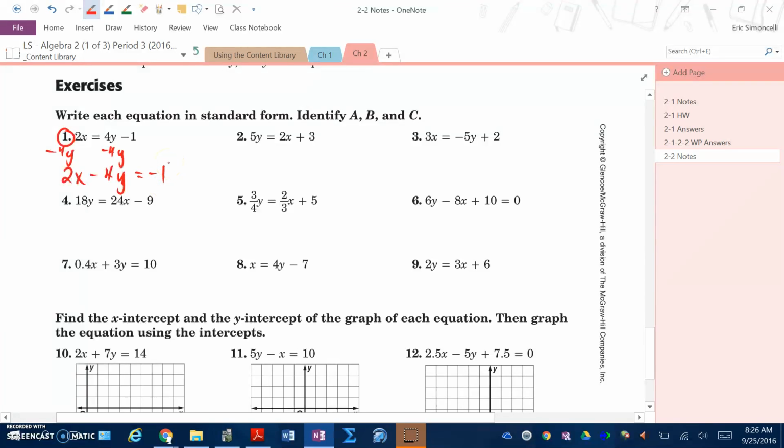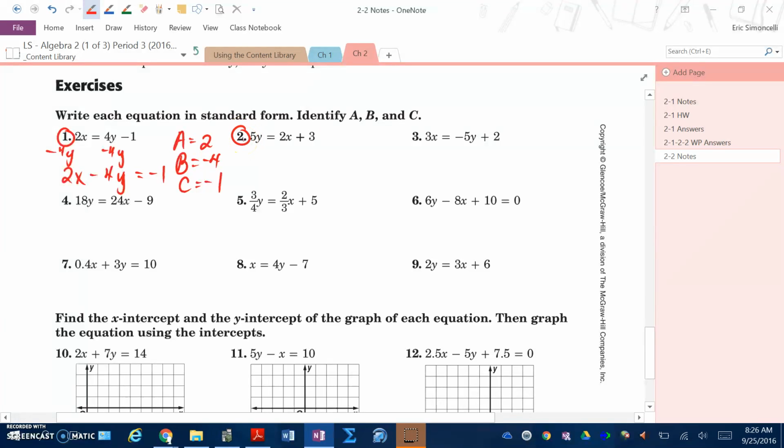C. So Ax, in this case 2x, so A is 2. B is -4, and C is -1. I can't divide 2, -4, and -1 by a common factor, so that's a perfectly good final answer. Let's go ahead and take a look at number 2.